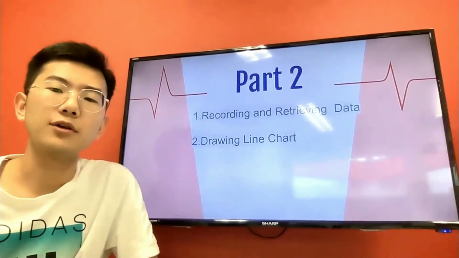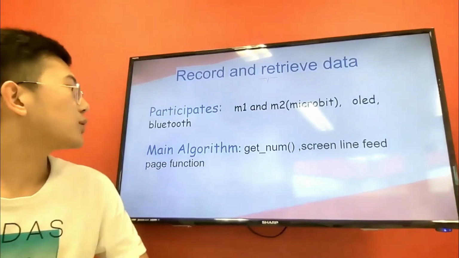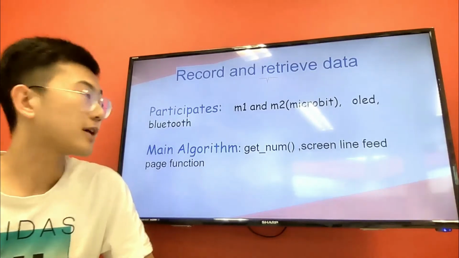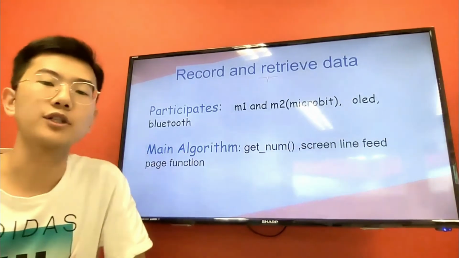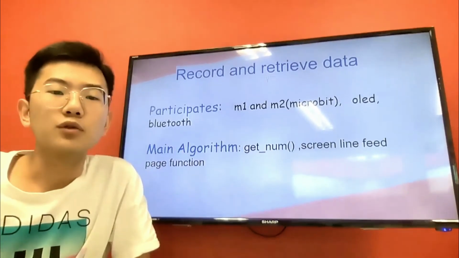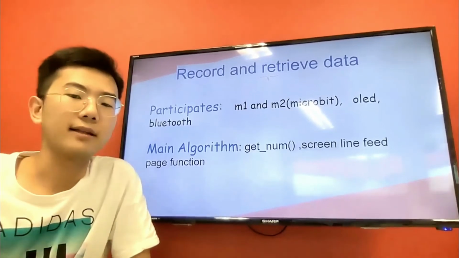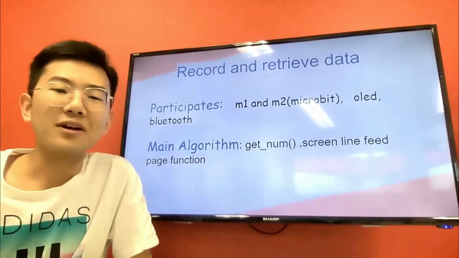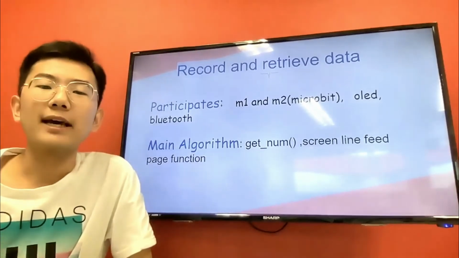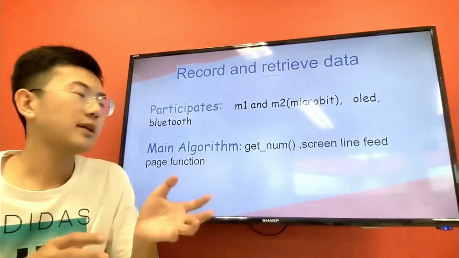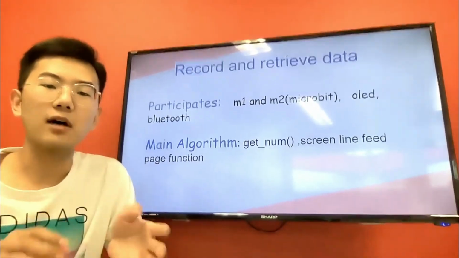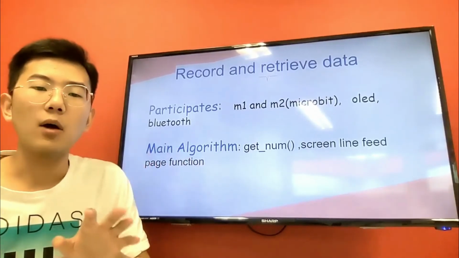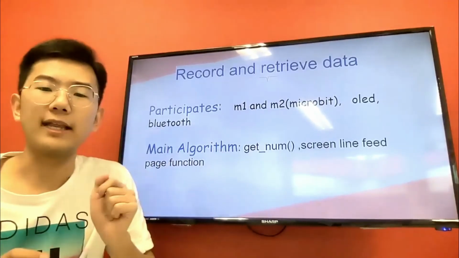Firstly, for the first feature, I use micro:bit 1 and micro:bit 2, OLED and Bluetooth to record and retrieve data. The main algorithms used for this feature are get number and the screen live feed page function. Get number is used to give the user feedback on the starting and ending number, and the micro:bit displays the corresponding interval of the data. Screen live feed page function is used to display data. When there is a lot of data, the OLED can't wrap itself, and this causes some data to be lost. So I wrote this algorithm to show more data, whether there are hundreds or thousands of data.